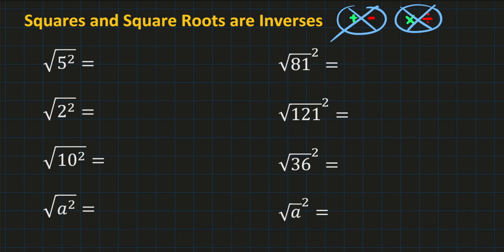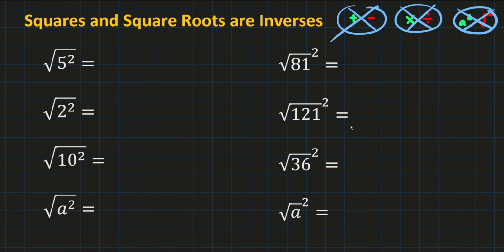My proposal to you today that I'm going to prove is that squares, like a squared, and square roots are also inverses. They are opposites of each other, and they will also cancel each other out. You may agree that they are opposites, but do you agree that they cancel each other out? Let's find out.